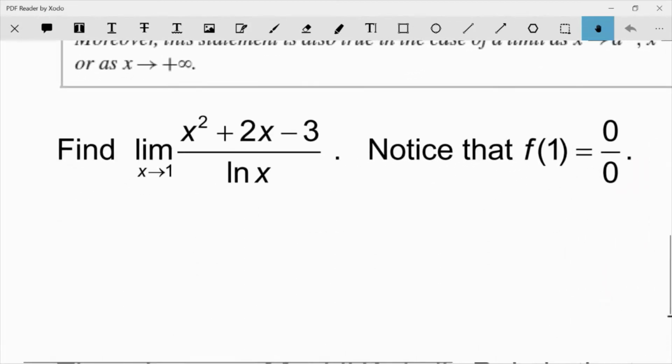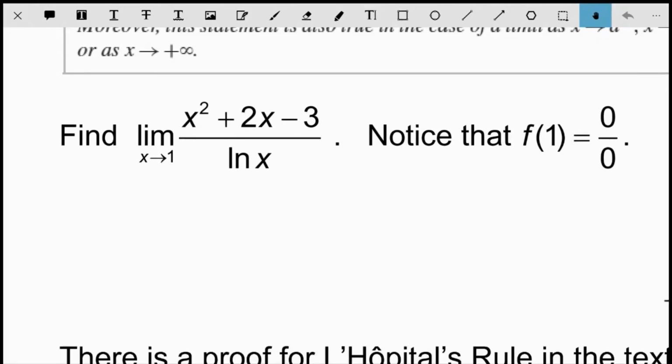So here's an example. Find the limit as x approaches 1 of x squared plus 2x minus 3 over the natural log of x.